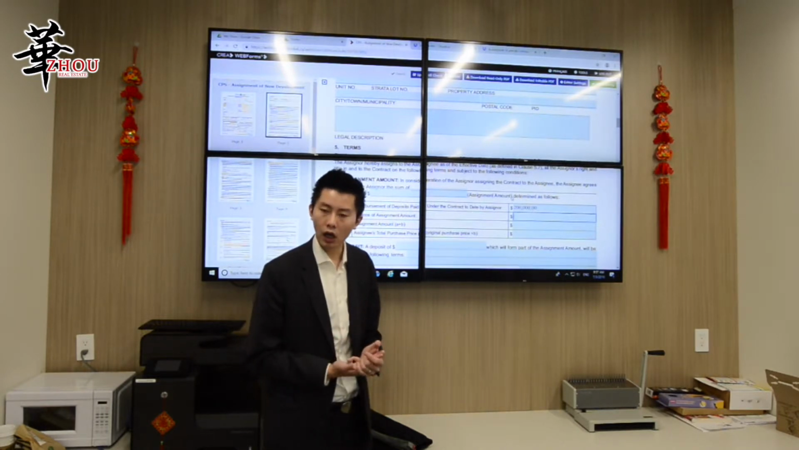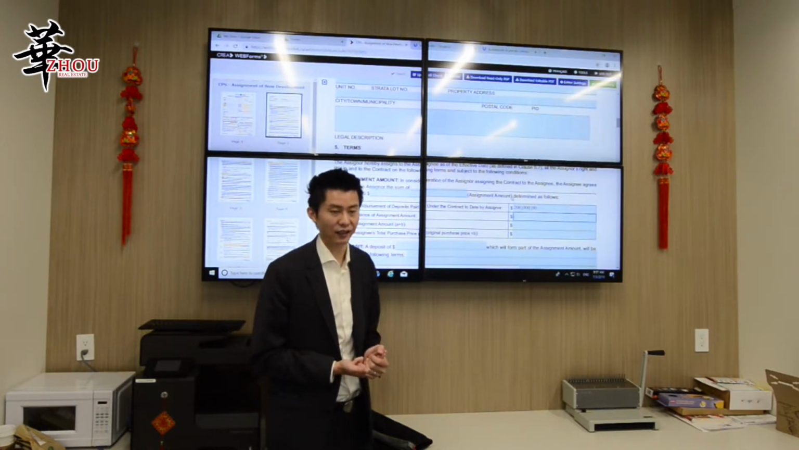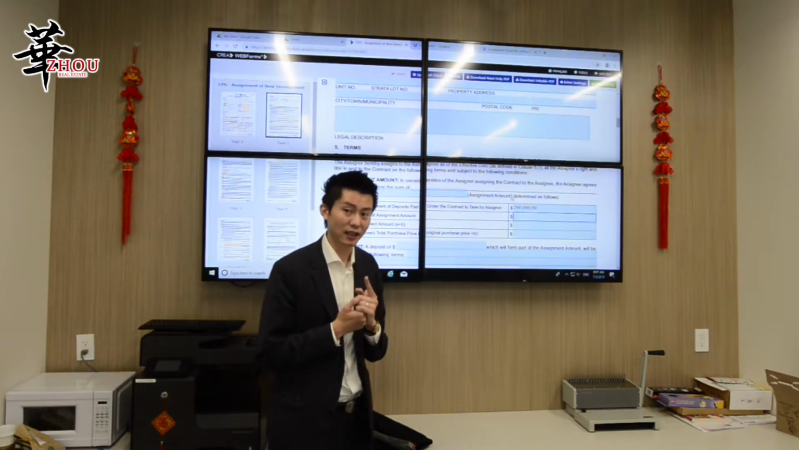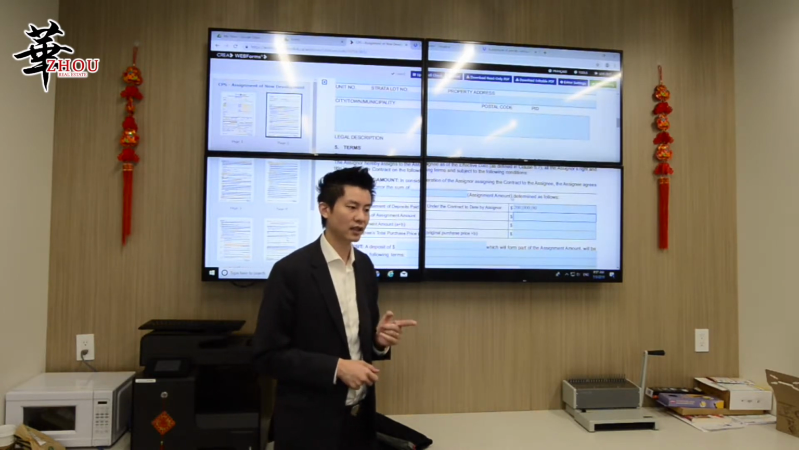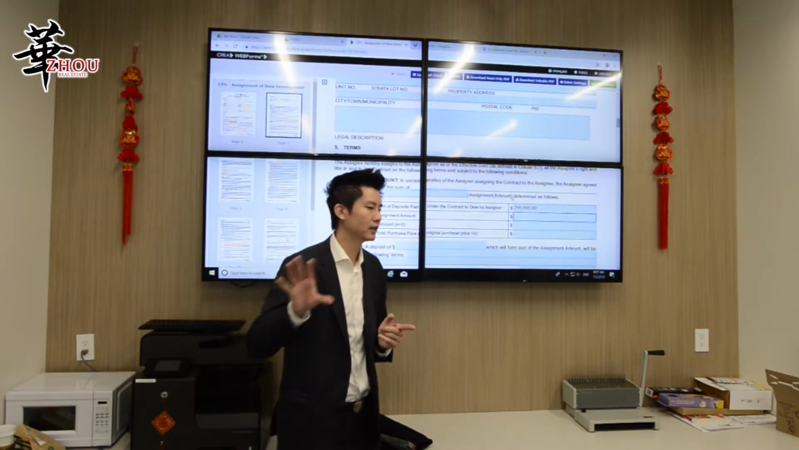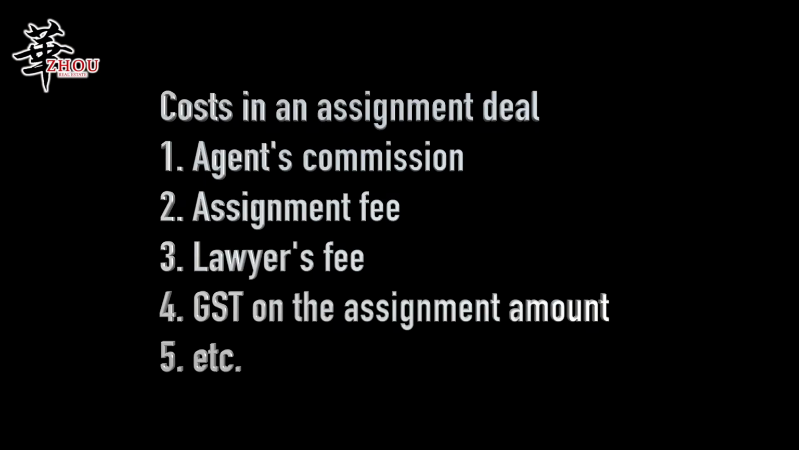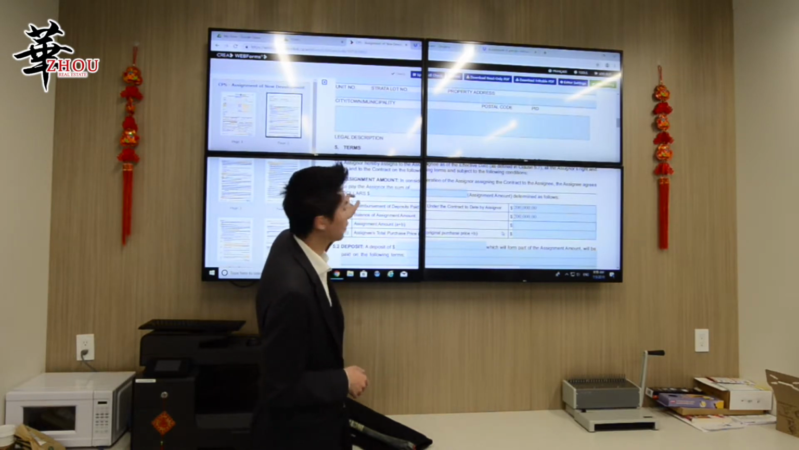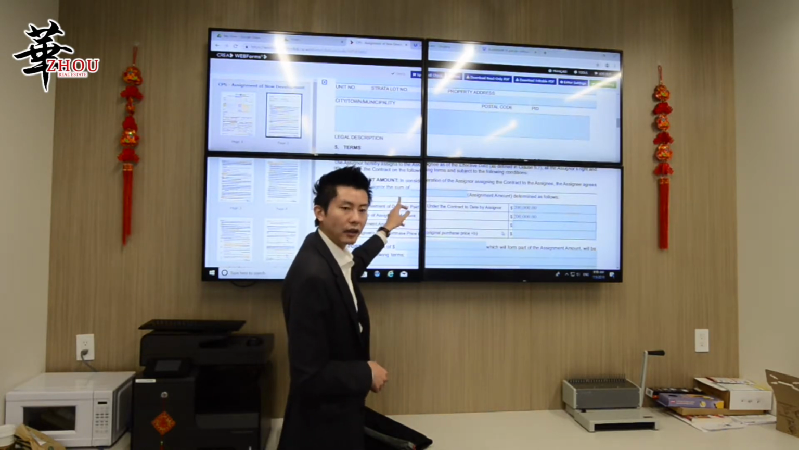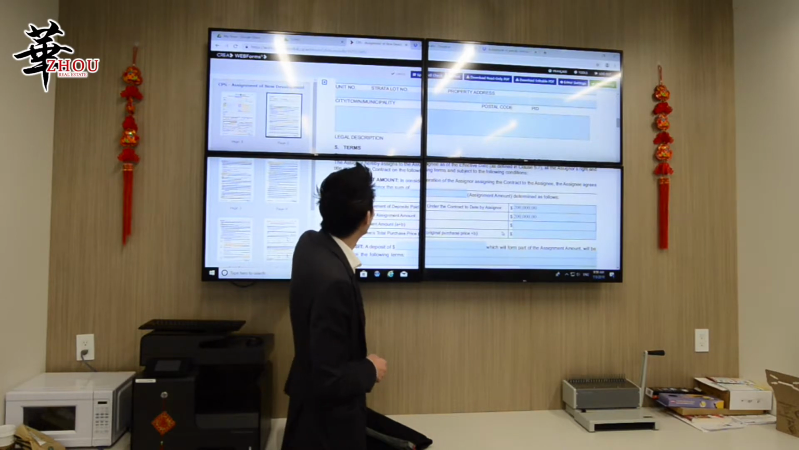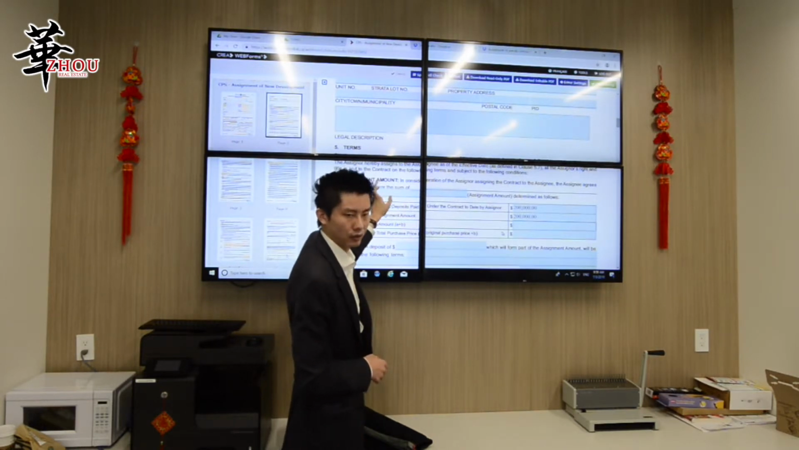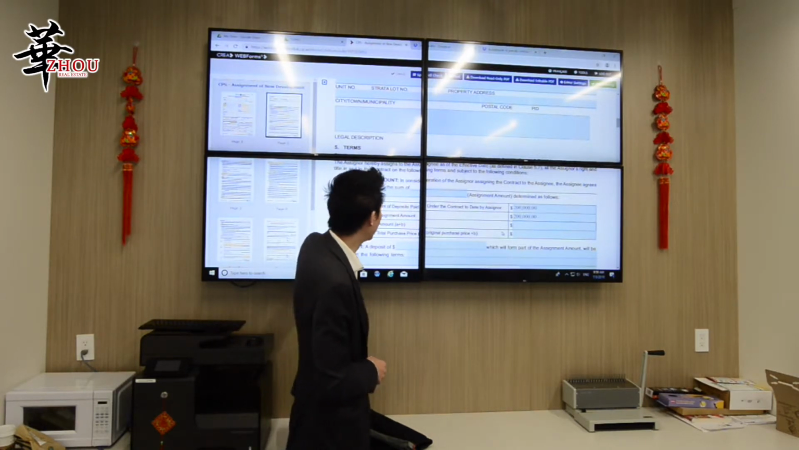And number 4, there is GST. This GST is different from the GST when they complete this property. So make sure you tell your client you have to pay GST on top of assignment amount, whatever this amount is, okay?